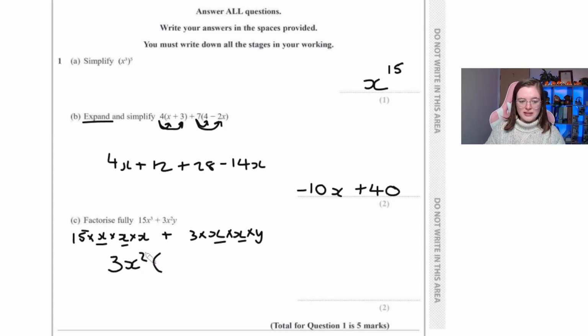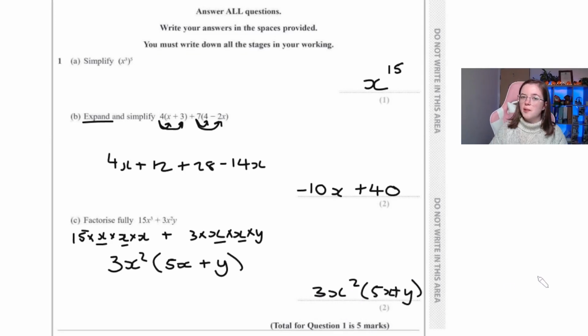And then what do I need to times 3x squared by to get 15x cubed? Well, 3 times 5 makes 15, and x squared times x makes x cubed. And then plus 3x squared to get 3x squared y, that just needs an extra y. And then put that on the answer line. That is then the end of question 1. And there we are, on we go.